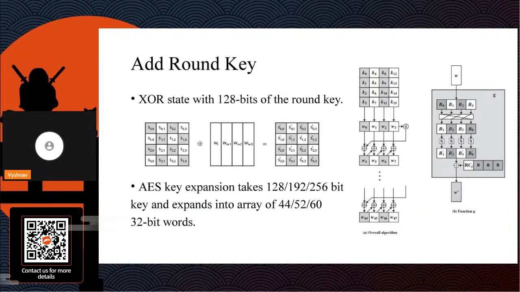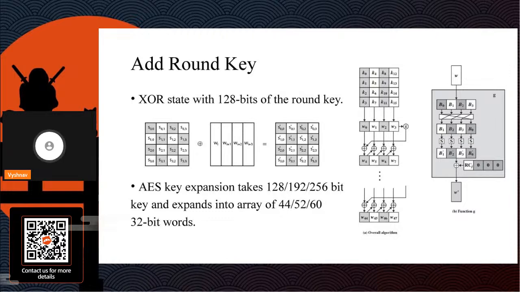The fourth round is add round key. So we have to XOR the whole state, the output of the previous round, with the 128 bits of the round key. So basically, let's say the key is 128 bits. So we are making bytes of the 128 bits. So we get 16 bytes. So we can keep K0, K1, K2, K3. These are sent through a word. We'll get W0, W1, W2, W3.